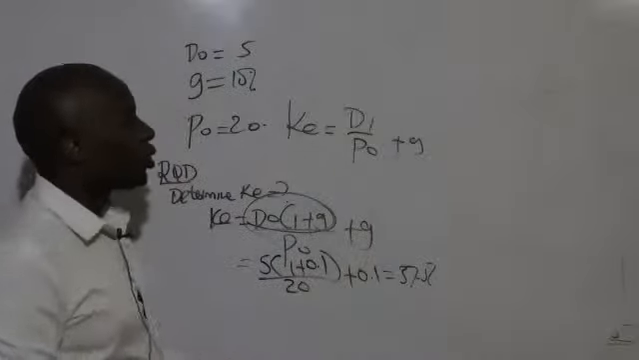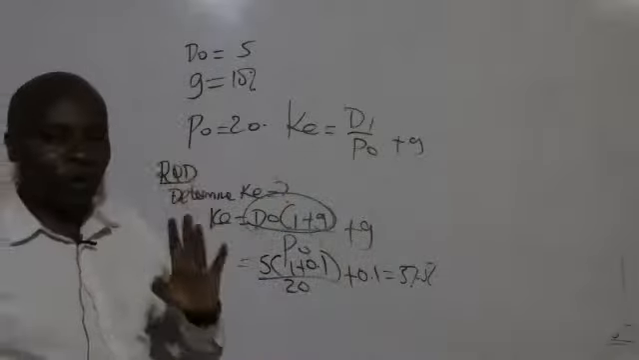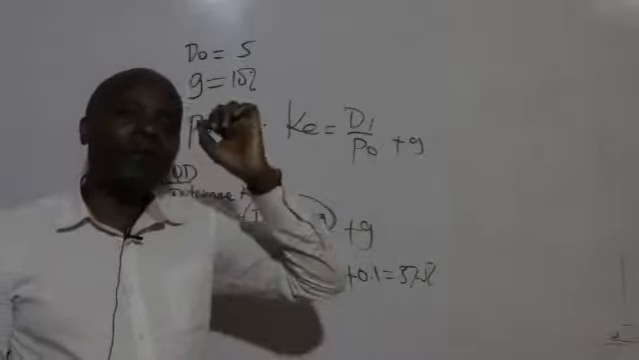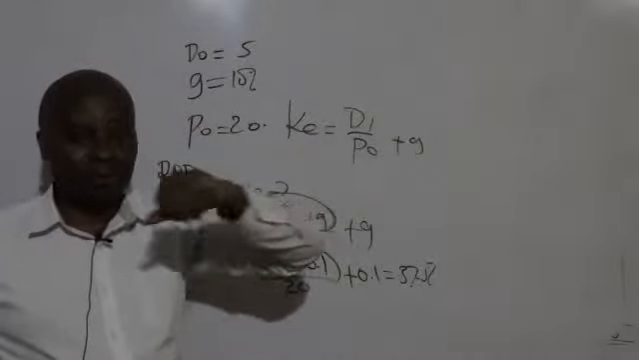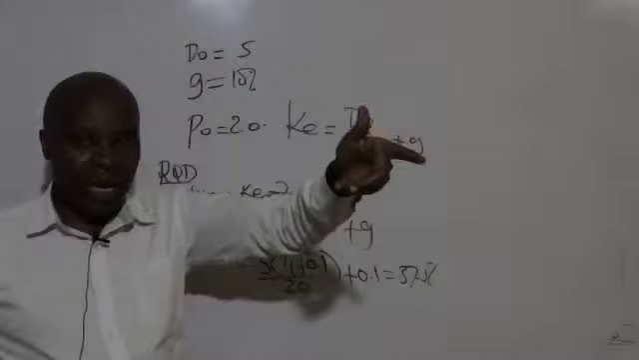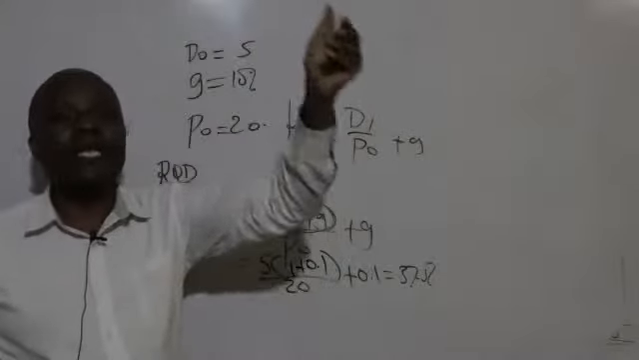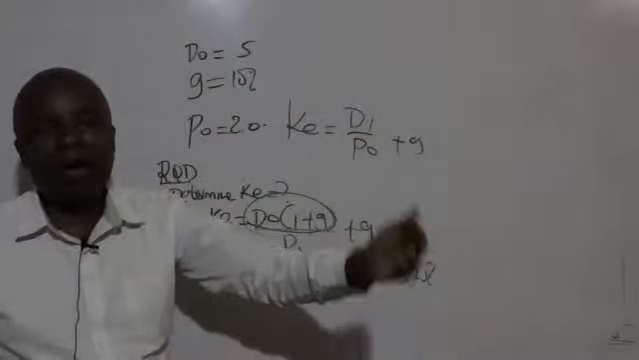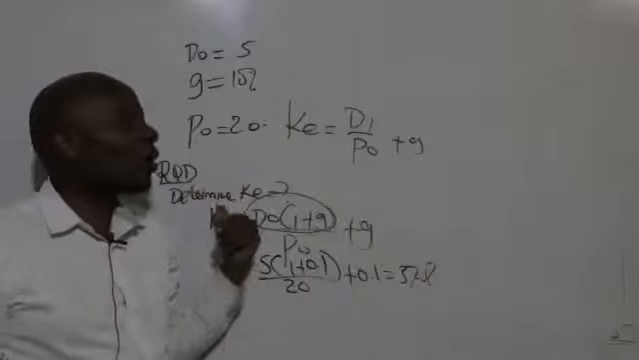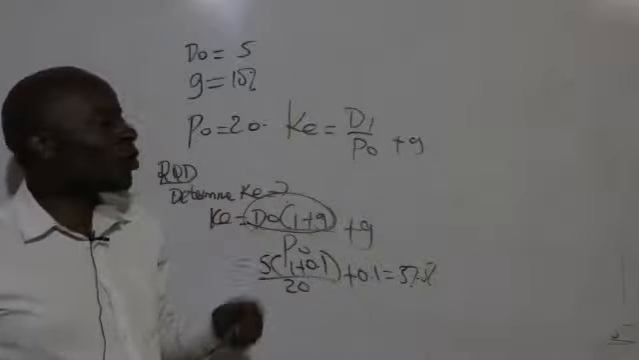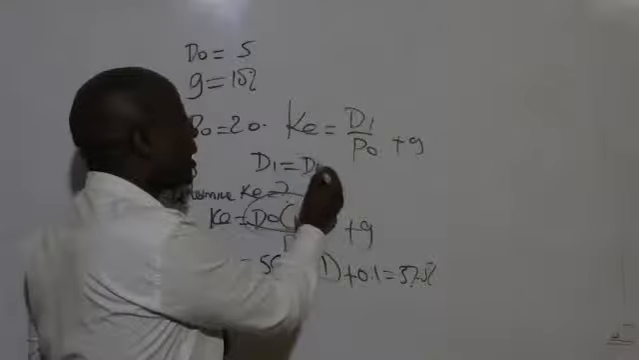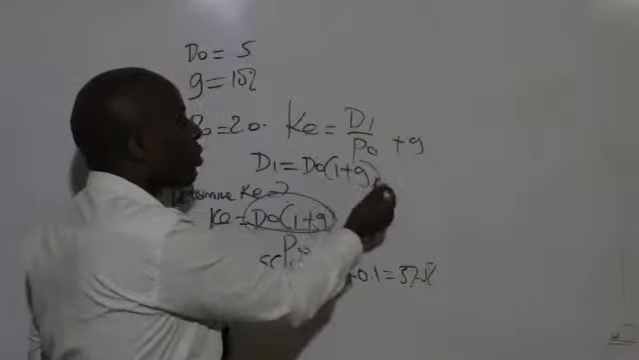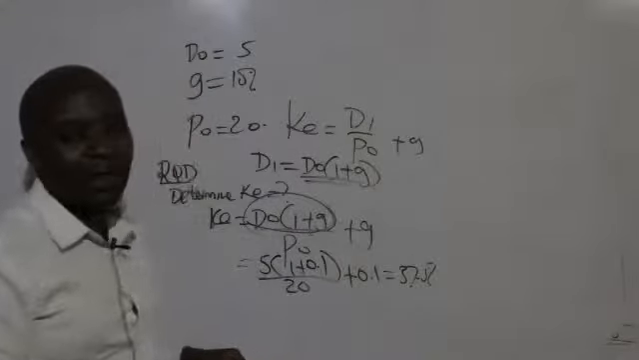So the cost of equity is equal to the dividend we are yet to receive, which we will be receiving at the end of the year, the expected dividend, divided by our original investment. And it is this D1 that we normally get by taking D0 into (1 plus g), like that.